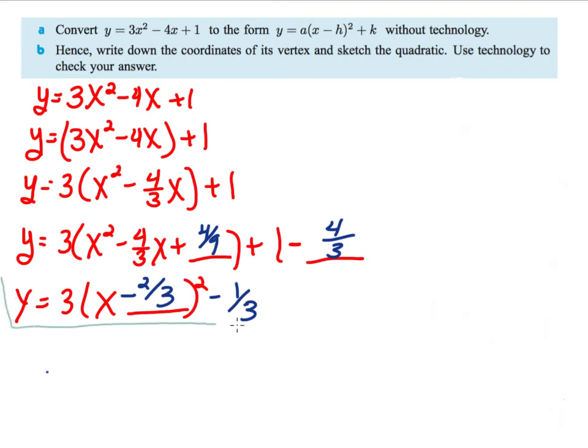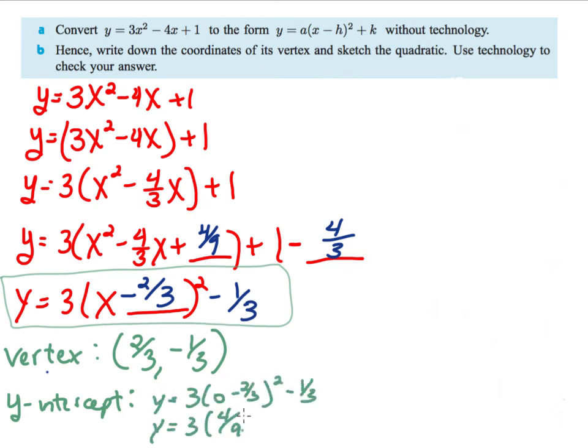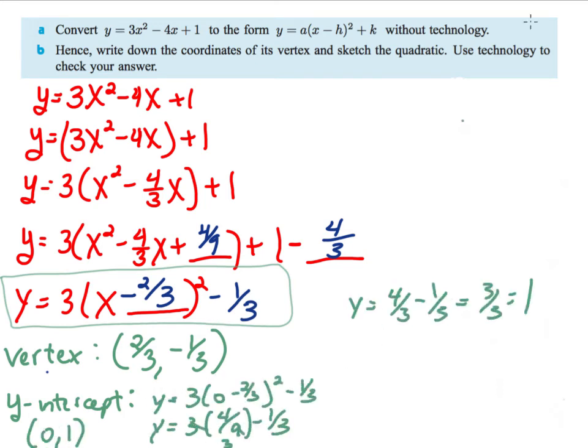So now I've done part A. I've rewritten this in vertex form. I know my vertex is 2/3 comma negative 1/3. My y-intercept I find by replacing x with 0 and simplifying the equation down. So I have a y-intercept of (0, 1).